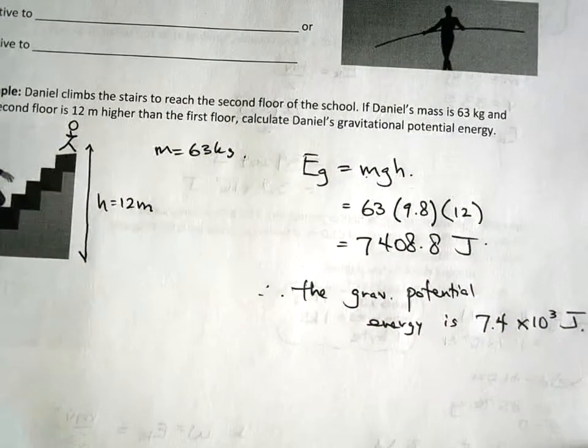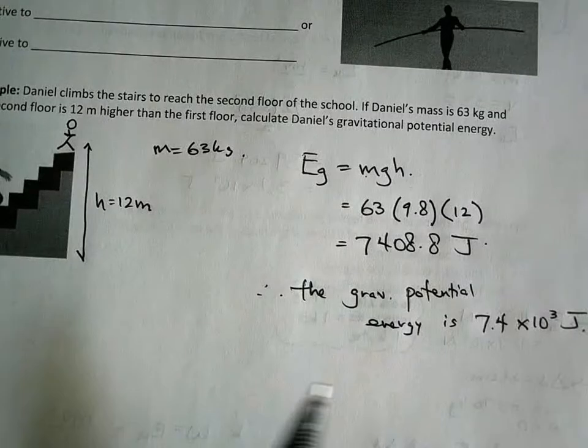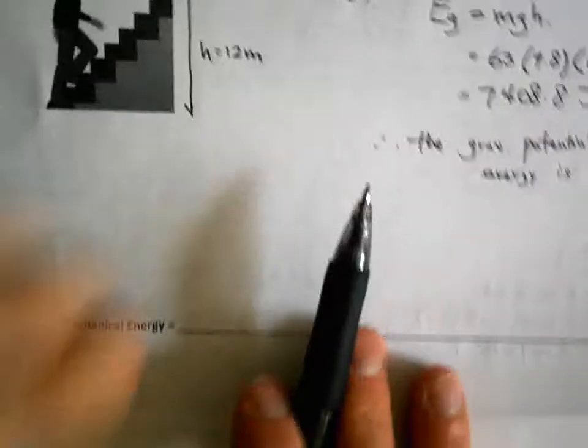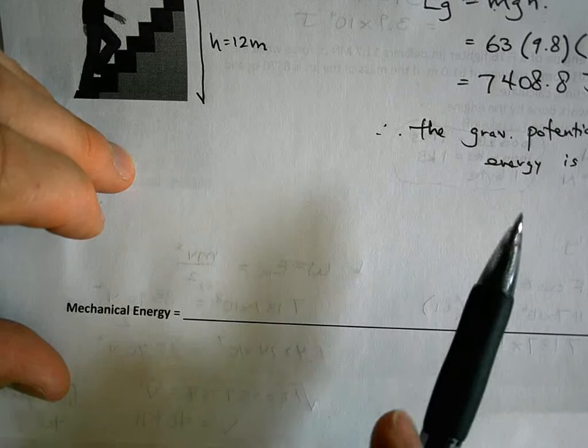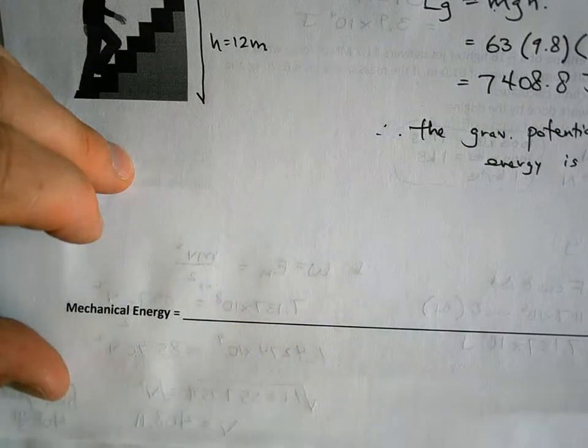There you go. And just a reminder, you're going to get this at the end, your mechanical energy that something has is the sum of your gravitational potential energy and your kinetic energy.